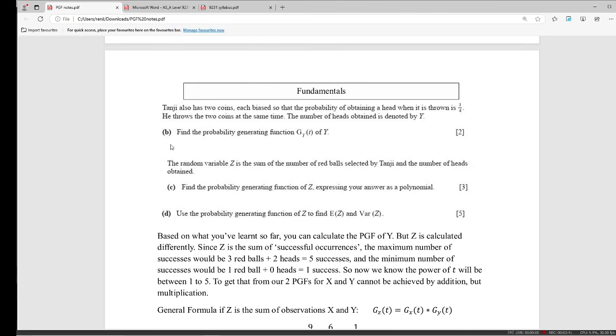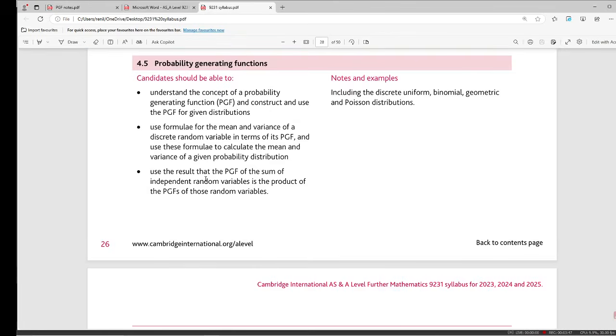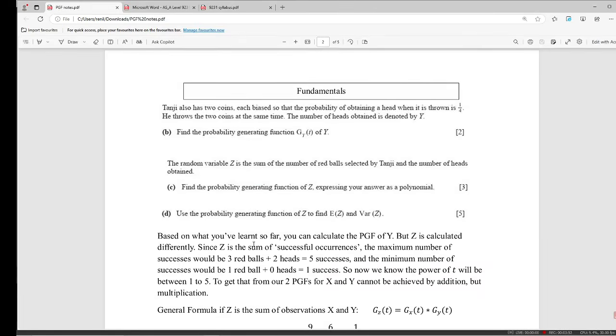To do part C, it's to be the sum of red balls and the sum of heads obtained. This is part of the syllabus over here. Sum of independent random variables is the product of PGFs of those random variables. So as stated in the syllabus, it says it's the product.